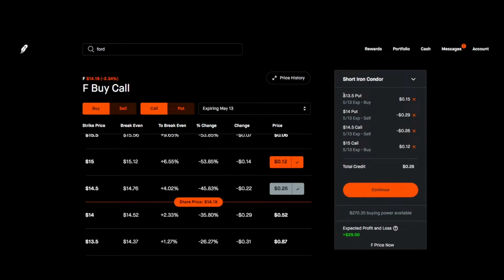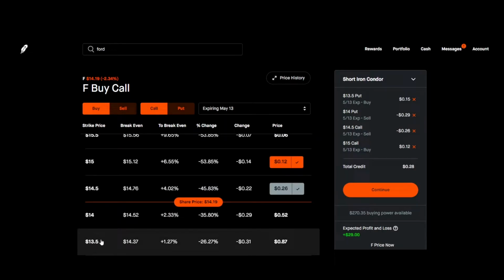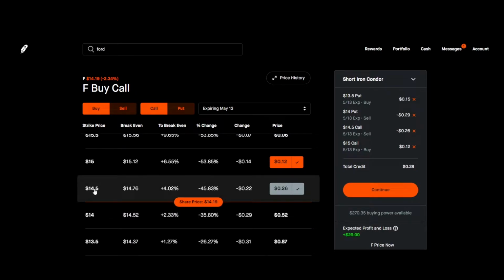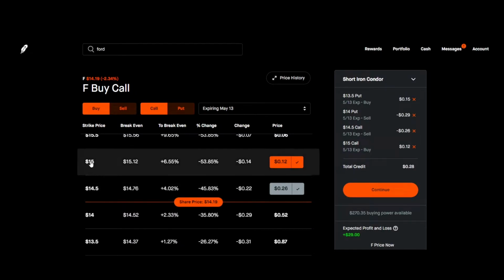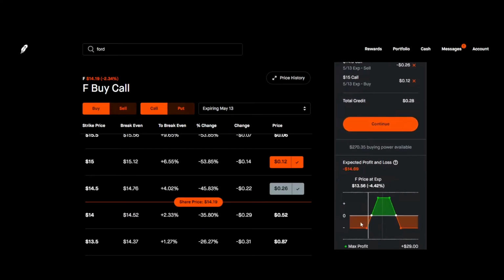So if you look on this side, you can see the prices. So for example, 13.5, 14, 14.5, and 15. So to just run that over again, we bought the put at 13.5, we sold that put at 14, we sold the call at 14.5, we bought the call at 15. So this is called a short iron condor. This is what it should say right here if you do it properly. It should look something like this.